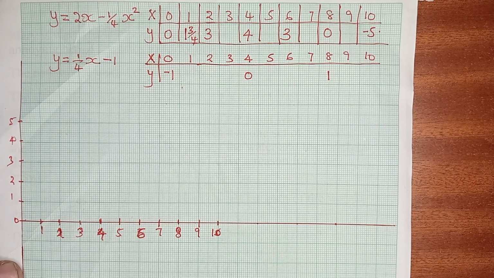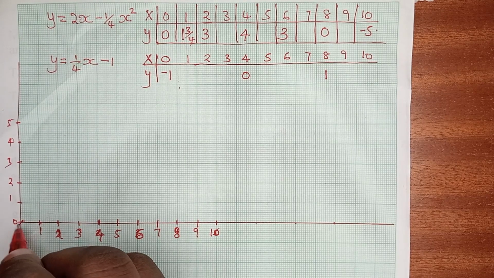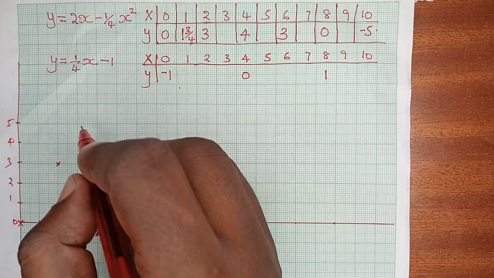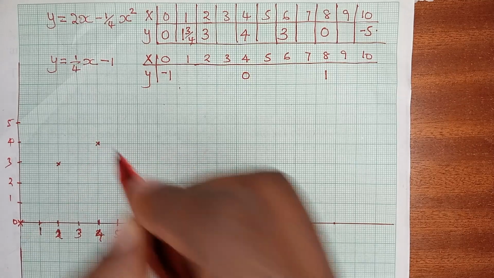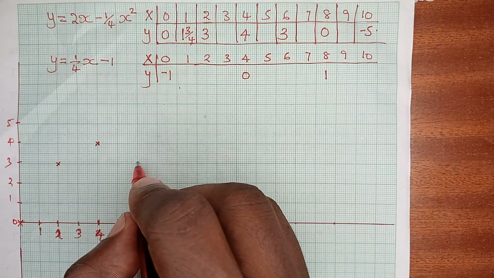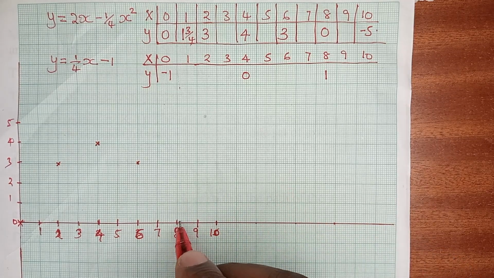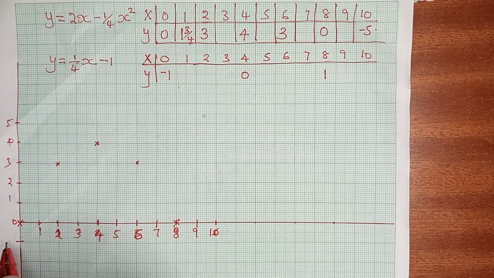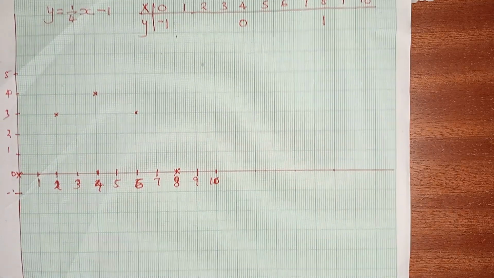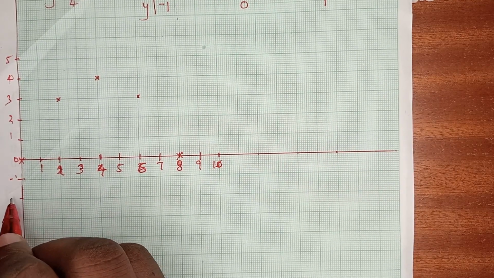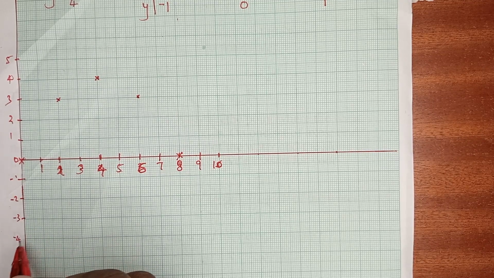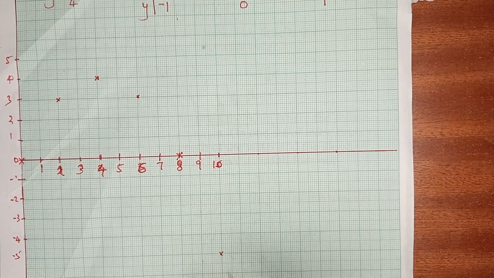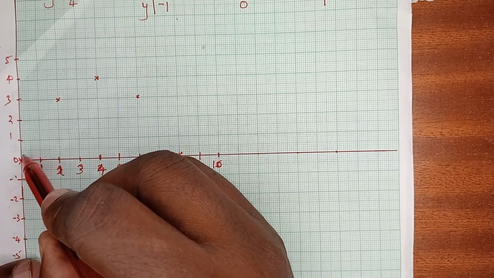So let's plot the curve first. When x is 0, y is 0. When x is 2, y is 3. When x is 4, y is 4. When x is 6, y is 3. When x is 8, y is 0. And when x is 10, y is minus 5. Minus 1, minus 2, minus 3, minus 4, minus 5. So when x is 10, y is minus 5, that particular point. So a smooth curve.